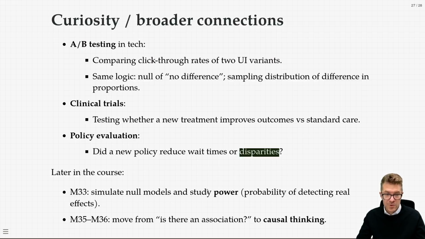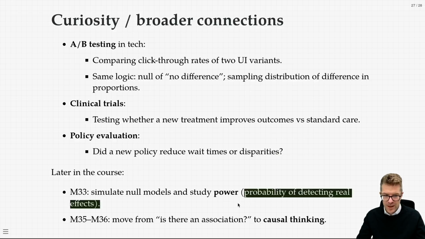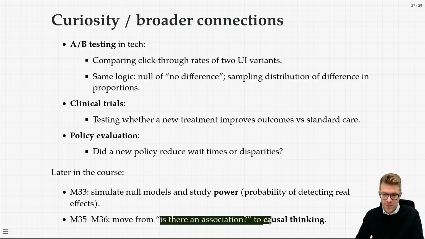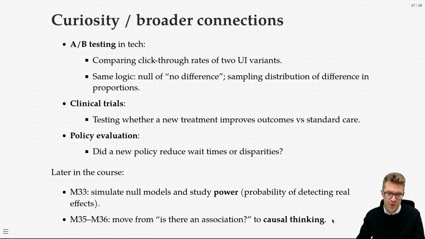Later in this class, we'll talk about null models and power. So what is the probability of seeing a real effect? This is actually going to be one of your lab modules. And then in the next theory module, we'll talk about causal thinking, and we'll go back to correlations and what is the difference between correlation and causation.